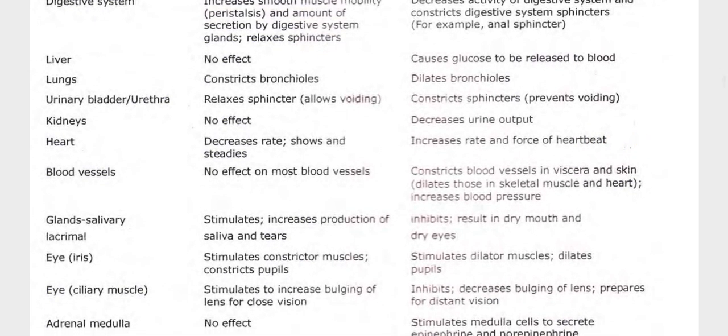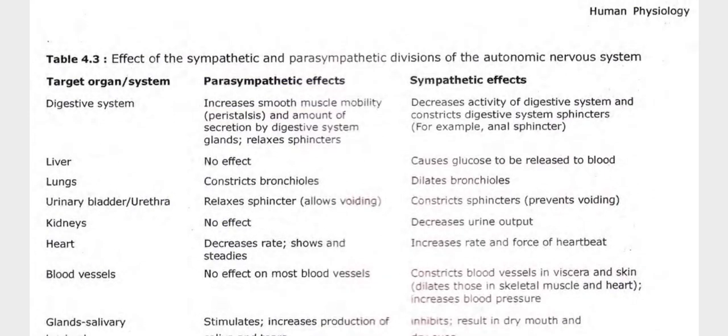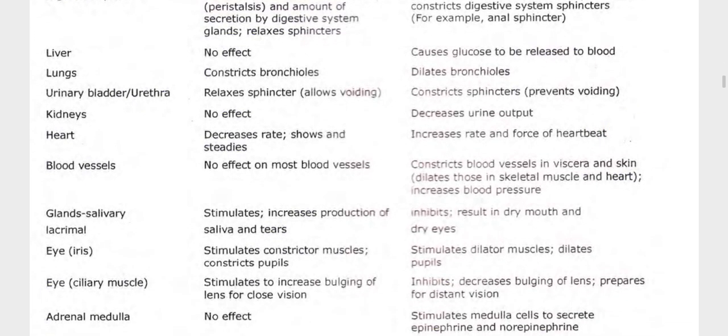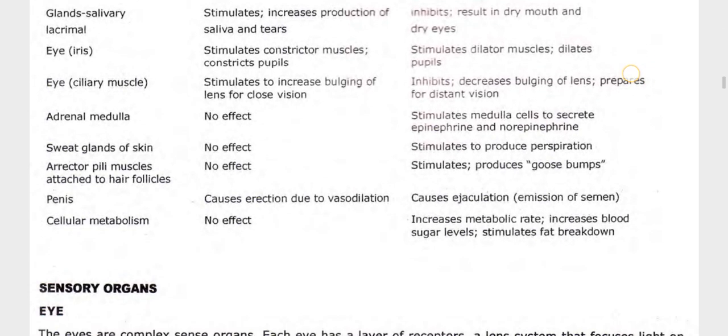Then heart, decreased rate in case of parasympathetic, and an increased rate and force of heartbeat in case of sympathetic nervous system. Then blood vessels, no effect on most blood vessels but constricts blood vessels in viscera and skin. Dilates those in skeletal muscle and heart. Please read this from the screen. Pause the video if you need to read this carefully.